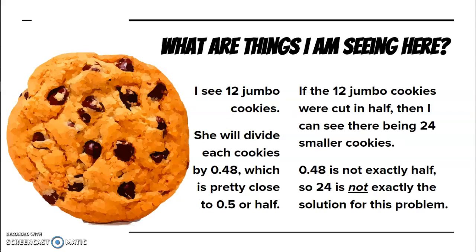So here's Maya's cookie. I can see that she's got 12 of these cookies. Now it says that she's going to divide each cookie by 0 and 48 hundredths, which I know is pretty close to half, or 0 and 5/10. So if there are 12 jumbo cookies and I were to cut them in half, well, then I could see that I would have about 24 smaller cookies. Now, remember, because 0 and 48 hundredths is not exactly half, 24 is not exactly the solution to this problem.